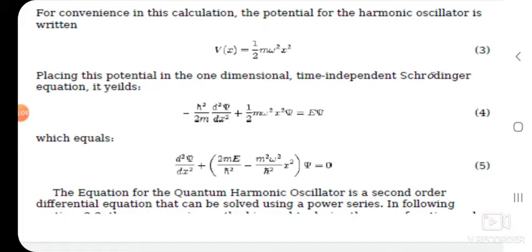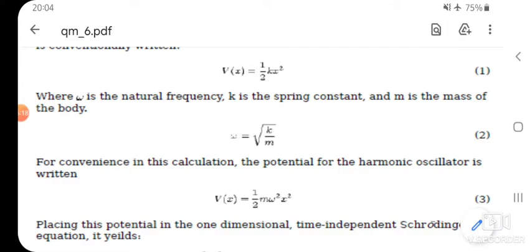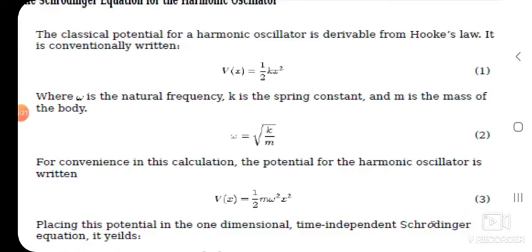Now, initially we defined a potential for the harmonic oscillator, which is equal to 1/2 k x square. Then we defined its frequency, which is equal to square root of k by m. From that we can find the value of the spring constant, k is equal to m omega square. We substitute that value in equation 1. Therefore, our potential is equal to 1/2 m omega square x square. Means we get the potential for a harmonic oscillator.